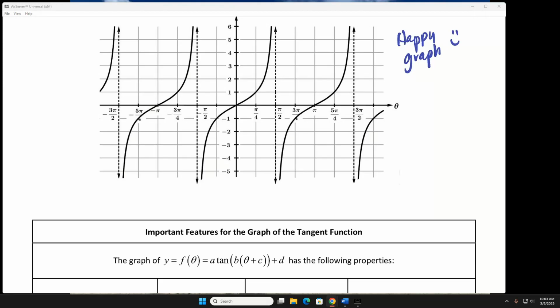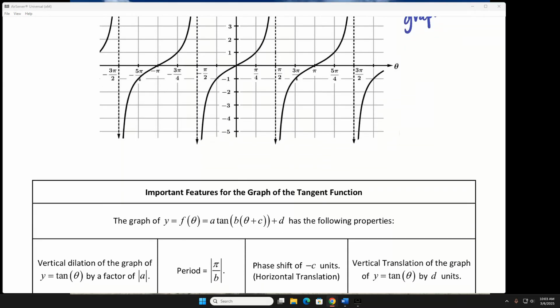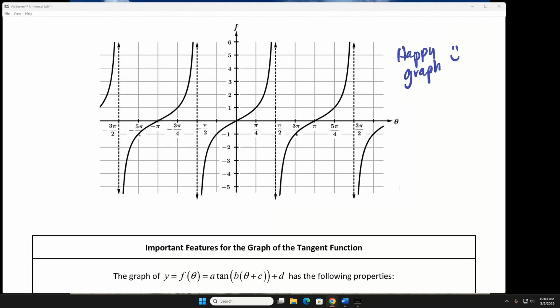Where it's always reflection on the x-axis. What part of this is going to make you have a reflection on the x-axis? A. So if A is negative, then this is a sad graph.